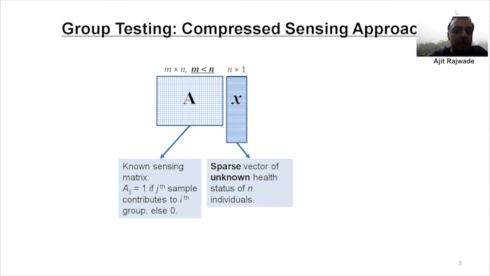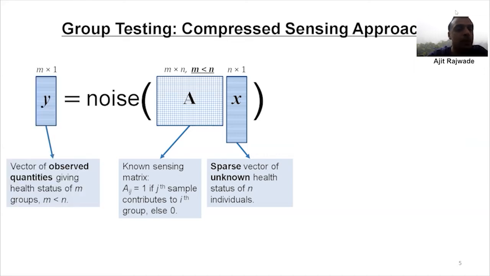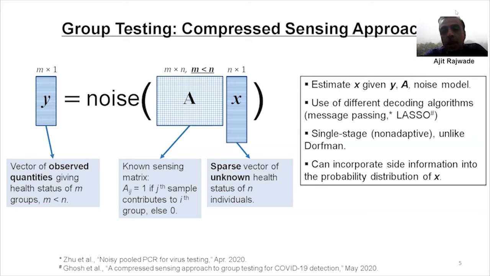A times X now gives us the ground truth health status in the m different pools. However, there is noise in the PCR process, which gives rise to a noisy vector Y of observed quantities, giving noisy health status of m different pools or groups. The aim is now to estimate X given Y, A, and the noise model.